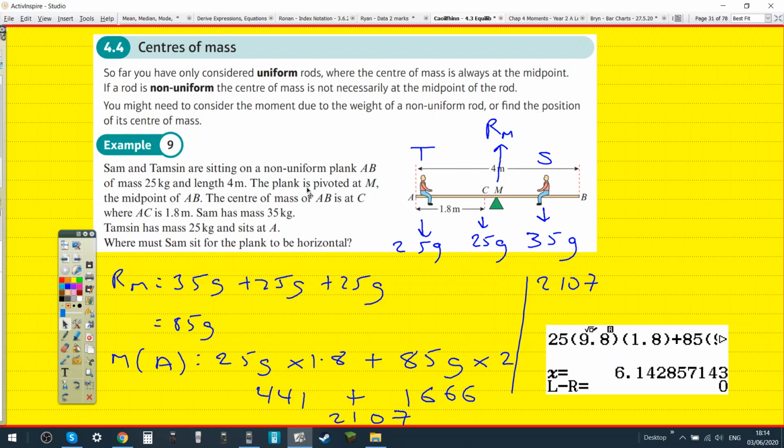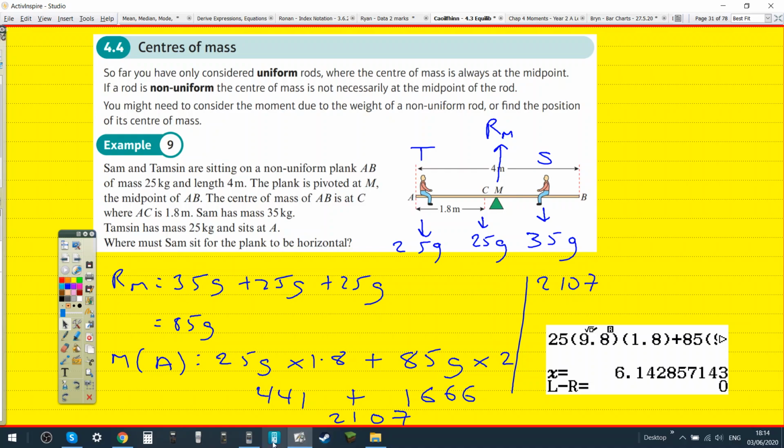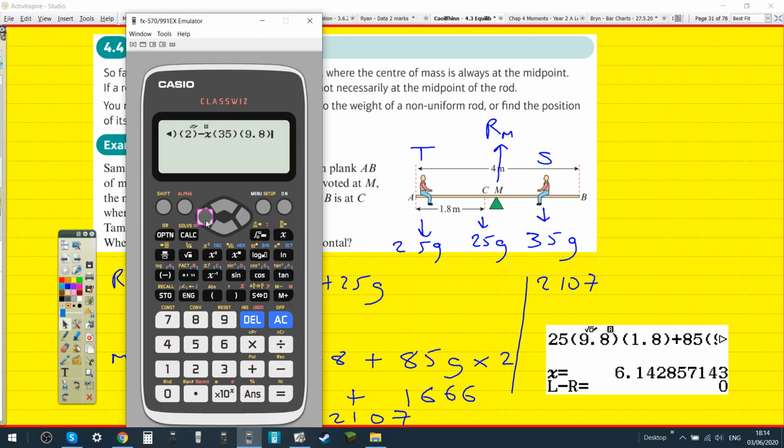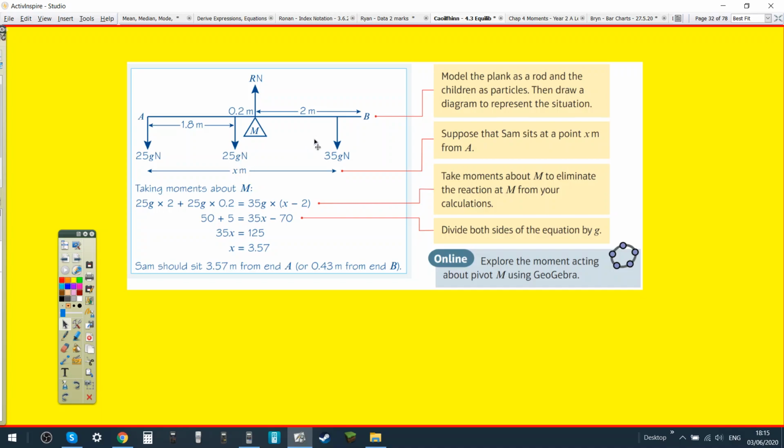Were we wrong about the reaction at M? Reaction at M, 25, 25, 35. 85g. Is 85g not correct somehow? I thought that it had to be balanced in the end, so it has to be equal to the bottom forces. It does. So this reaction here, 25, 25, 35. So the reaction at N is just 85g.